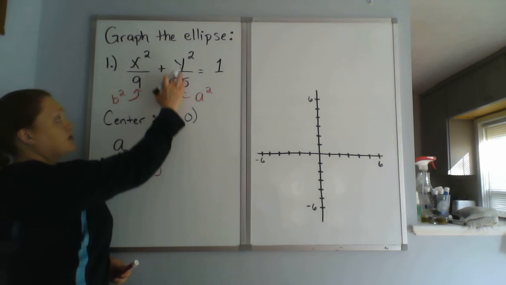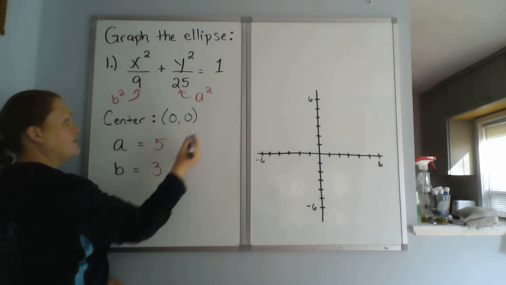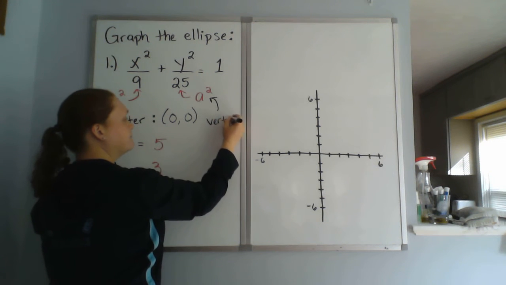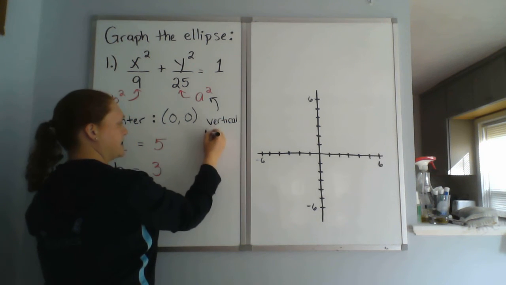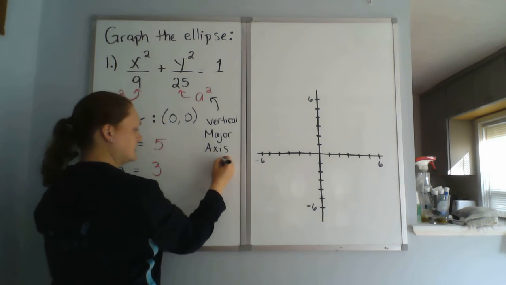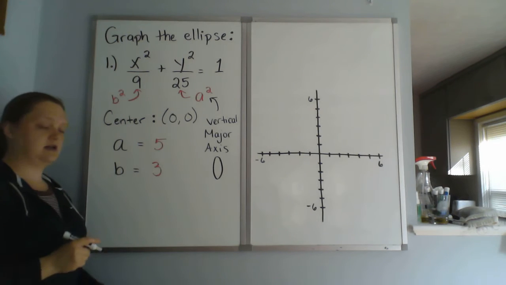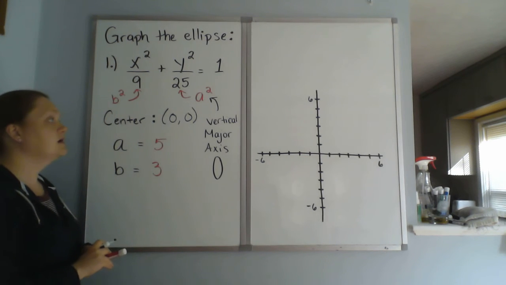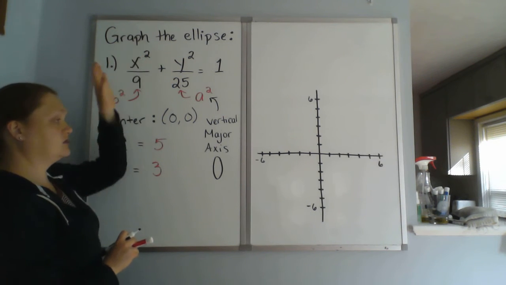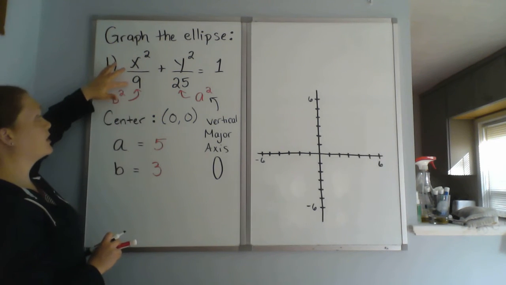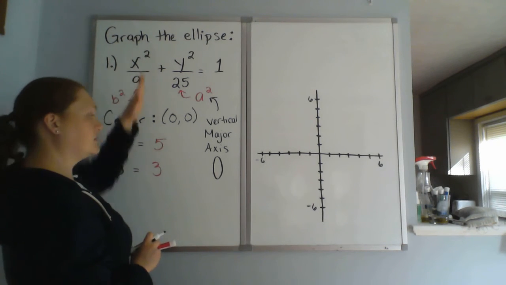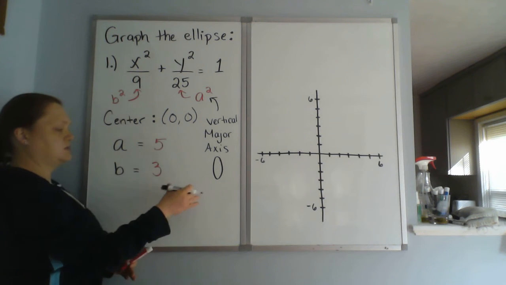Because the bigger number is underneath the Y, that means that there is a vertical major axis, meaning this ellipse is going to be more tall than it is wide. Wherever the bigger number is, that's the A, and whatever it's underneath tells you if it's vertical or horizontal. Bigger number underneath X means a horizontal major axis. Bigger number under a Y means a vertical major axis, so it's more tall than it is wide.